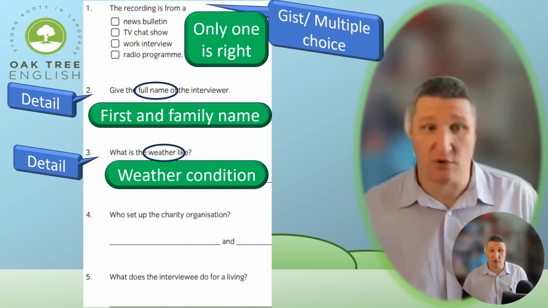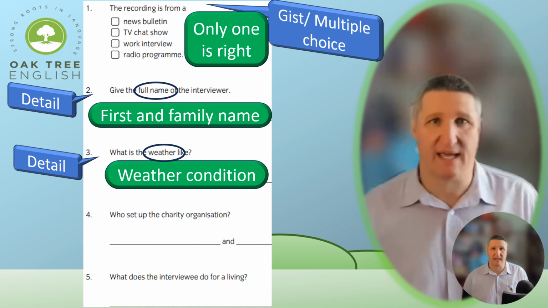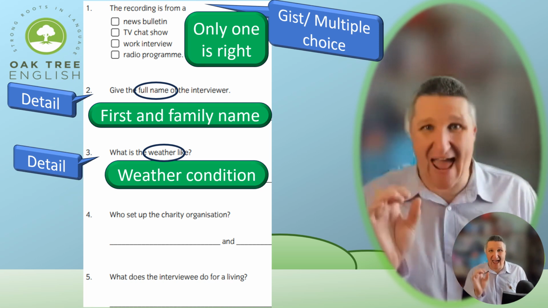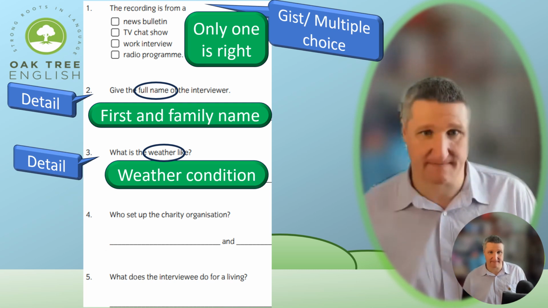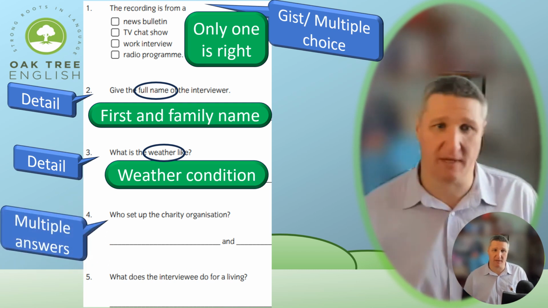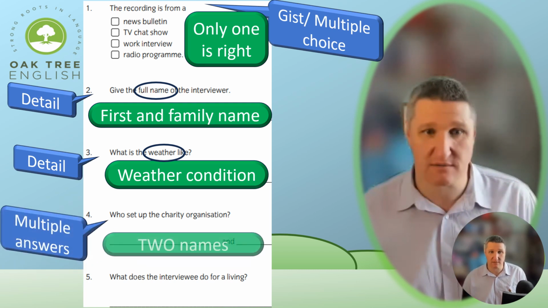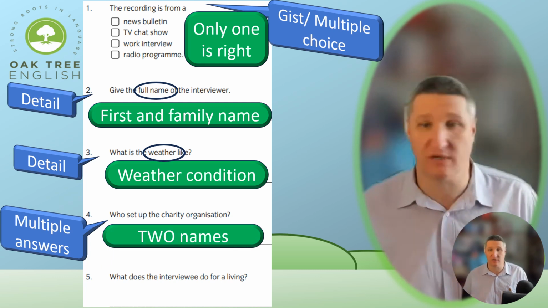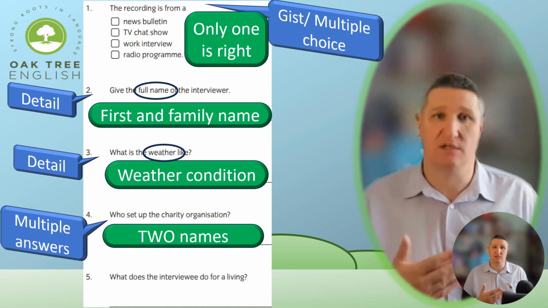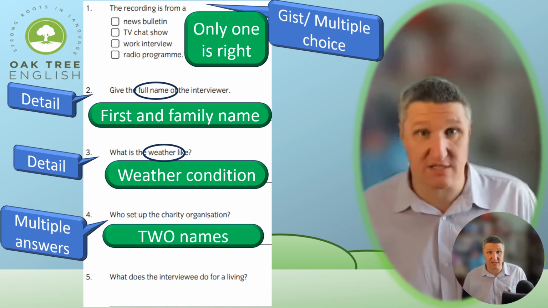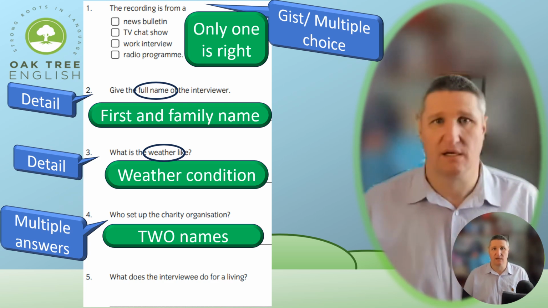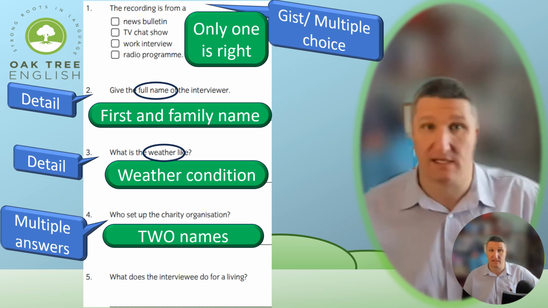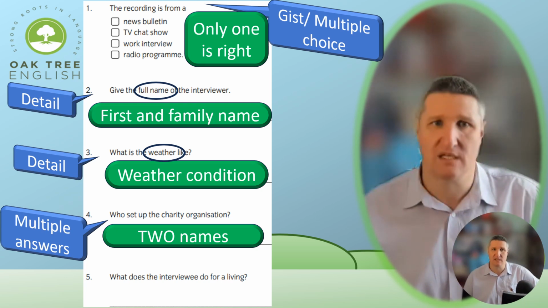Question 4, who set up the charity, is asking for 2 answers. Notice the and in the answer space. So it's multiple answers, probably 2 names, but it could be one name and one organization, or it could be two bodies of some description. But it's asking you for 2 answers there. It'll be a 2-mark question.